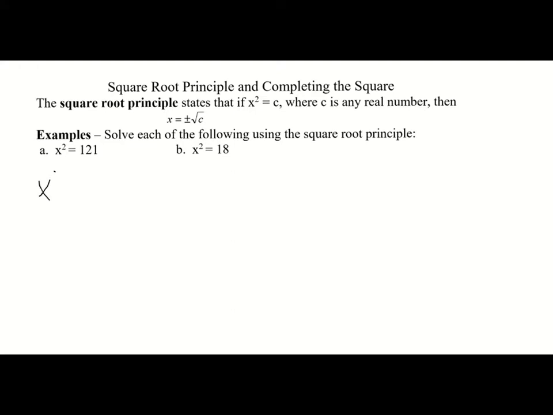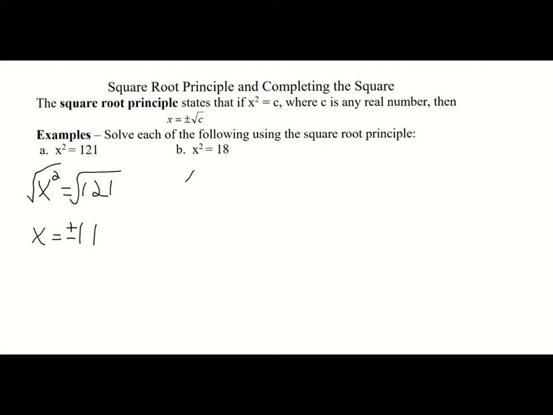So if we were to solve here x squared equals 121 using my square root principle, what I'm going to do is take the square root of both sides, and then my answer will be simply x is going to be equal to, now in this case 121 is a perfect square, so it's going to equal 11, but it's not going to equal just positive 11, it's going to equal positive or negative 11. So we look at two roots here.